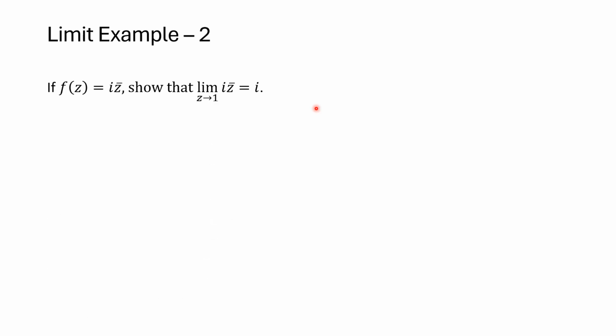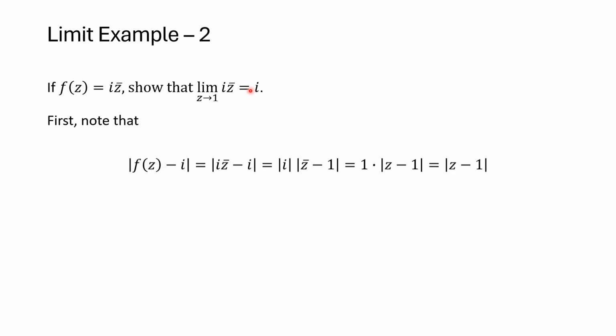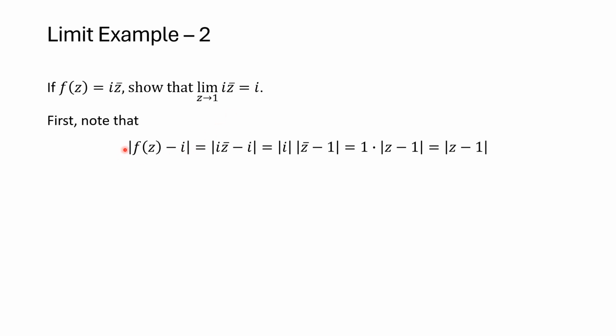In the second example, we're going to show that the limit as z approaches 1 of I times the conjugate of z equals I. We first take the modulus of f of z minus I. We plug in f of z here. You notice we have an I in both terms. We can factor that out. The modulus of I is 1. And then we have the modulus of the conjugate of z minus 1.